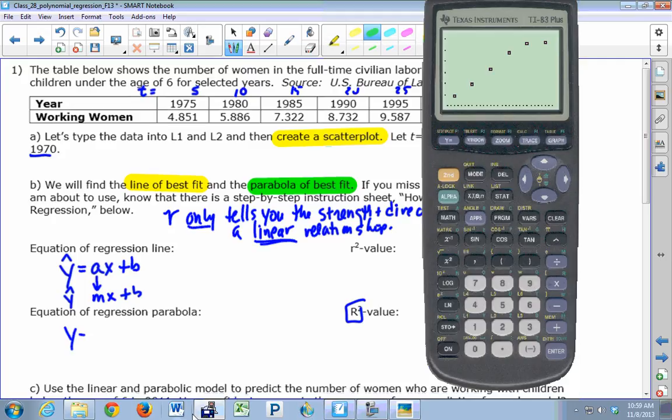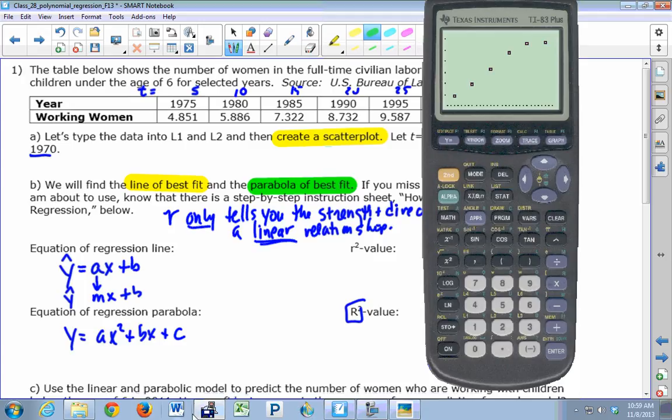For our quadratic equation, they're going to use the letters A, B, C instead of A sub 2, A sub 1, and A sub naught. A here is still your leading coefficient. So in both of these calculator models, A is the leading coefficient.